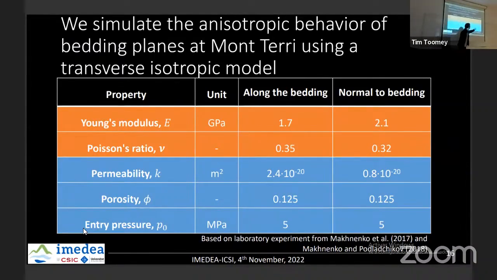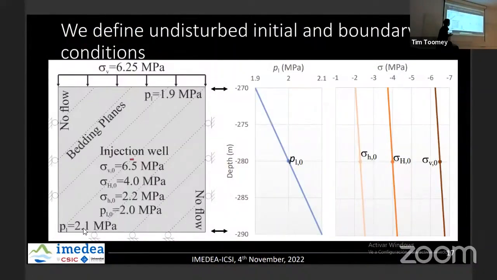So they define different values, normal and parallel to the bedding planes. And we decided to use them with a mathematical model, which is called the transverse isotropic model, to take into account this anisotropy that this material has. So we define our domain as 20 meters by 20 meters, a homogeneous but non-isotropic material. So in this material, we already said about the hydromechanical properties of the material.